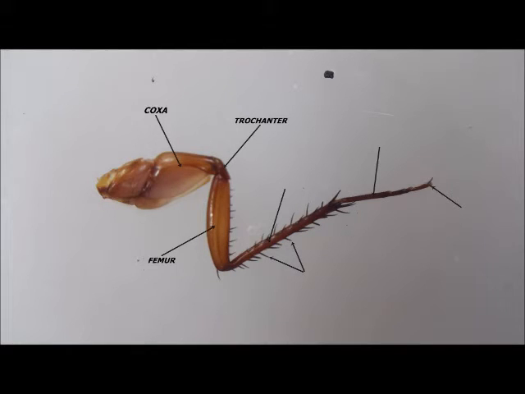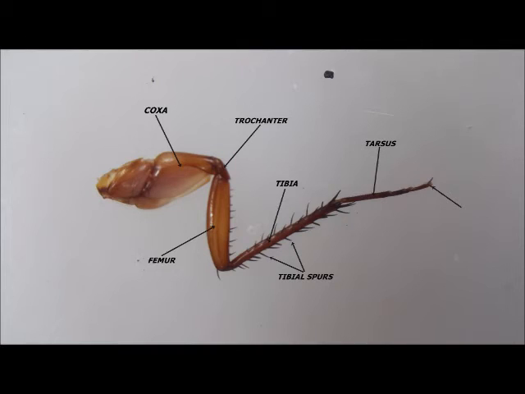The femur is long and stouter than the other segments and contains the main muscles used in running, jumping, and digging. The tibia is also generally long, serving to increase the length of the leg as well as adding an extra joint and thus extra flexibility. The segmented tarsus acts like an ankle and foot, which is divided into 5 tarsomeres.